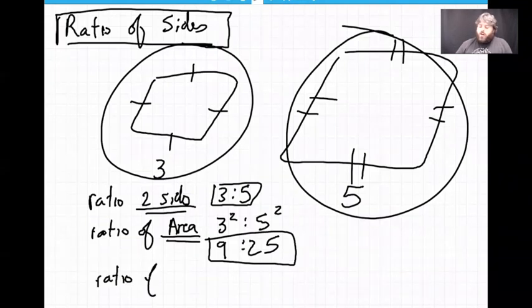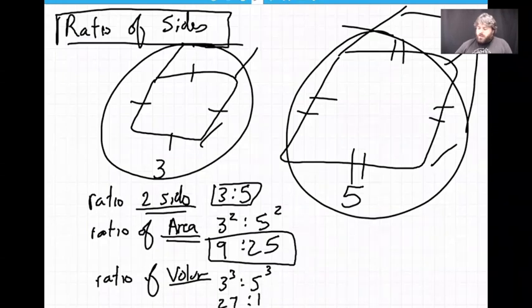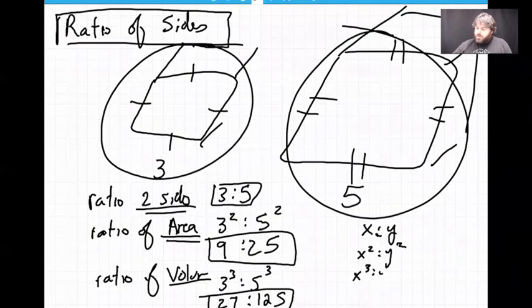So what would the ratio of the volumes be? Let's say now this is maybe like a parallelogram cube or something. Well, it's 3 cubed to 5 cubed. That's the ratio of the volume, so 27 to 125. So basically, if the ratio of the sides is x to y, the ratio of the areas is going to be x squared to y squared, and the ratio of the volumes will be x cubed to y cubed. Okay, that's pretty standard. And those problems are super shortcuts if you see something like that.